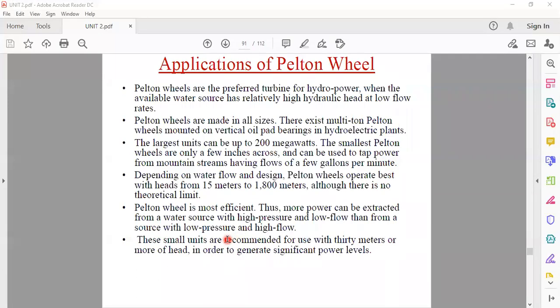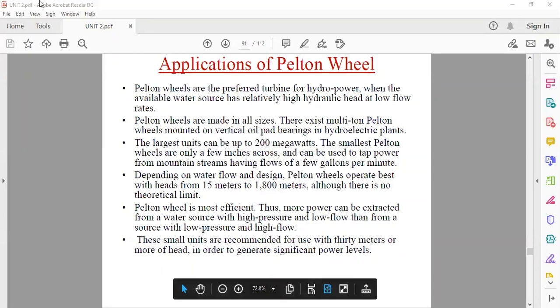Depending on water flow and design, Pelton wheels operate best with head from 15 meter to 1800 meters, although there is no theoretical limit. Pelton wheel is most efficient, thus more power can be extracted from the water source with high pressure and low flow than from a source with low pressure and high flow. The small units are recommended for use with 30 meter or more of head in order to generate significant power level.